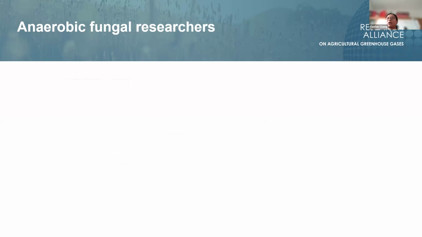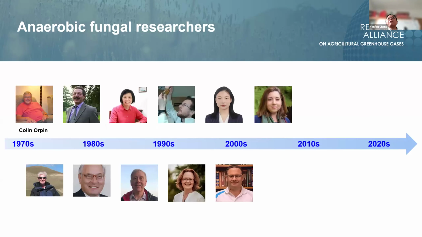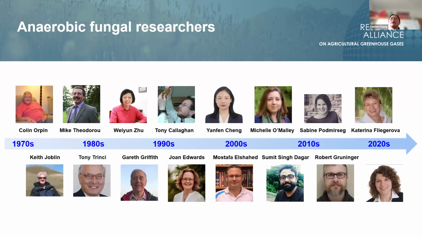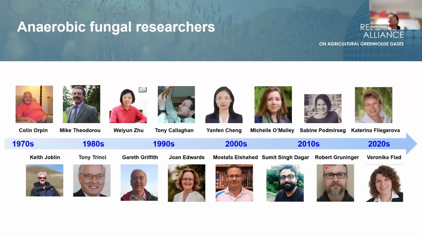There are many researchers in the world. The first one is Orpin. If you are interested in anaerobic fungi, you might know him. All over the world, there are many fungal researchers. They are from the UK, New Zealand, US, India, Austria, Germany, Czech Republic, Canada, and of course China.